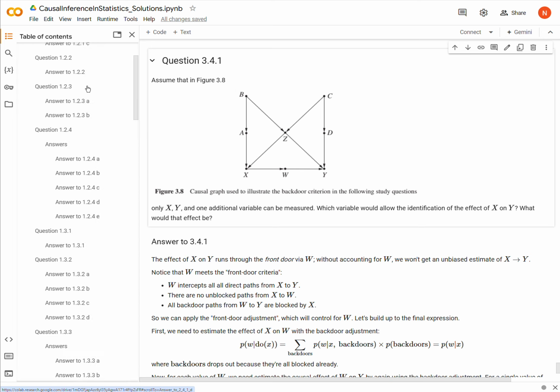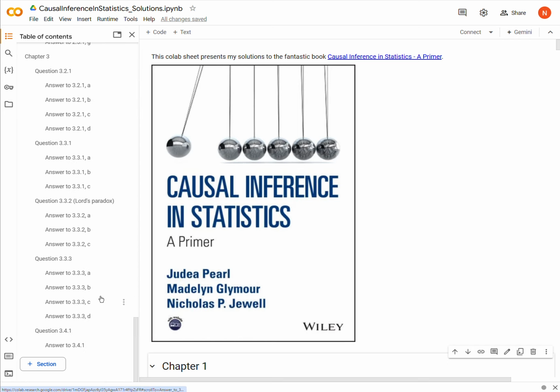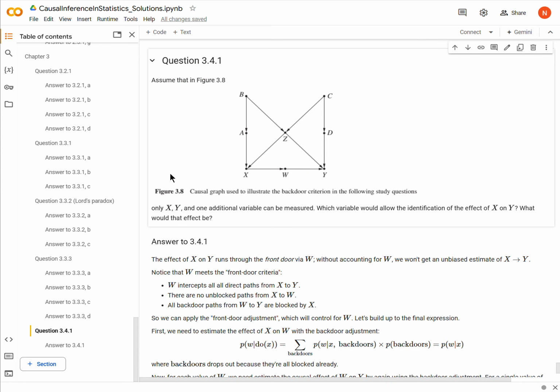Okay, so we are in Causal Inference and Statistics, that book right there. We're in Chapter 3, and we're on question 3.4.1. Here we revisit this DAG, and we want to estimate the causal effect of x on y, but we're only allowed to measure one additional variable. We're supposed to say what variable that would be and what the expression would be, the mathematical expression for the causal effect of x on y.